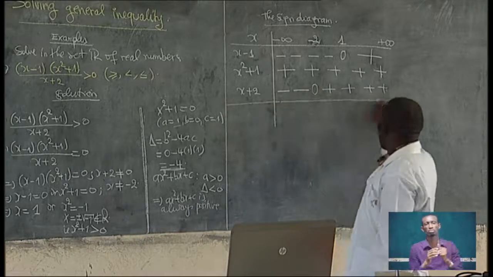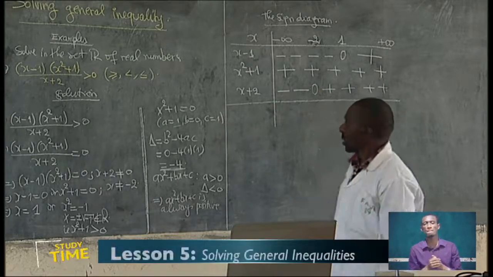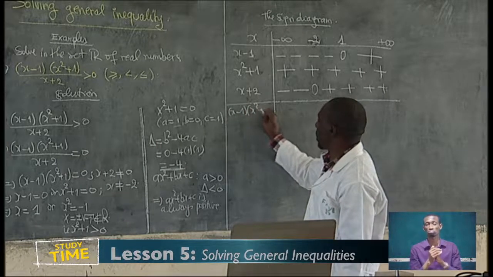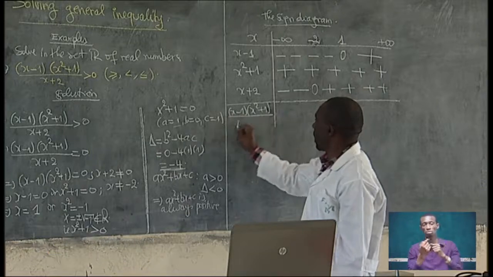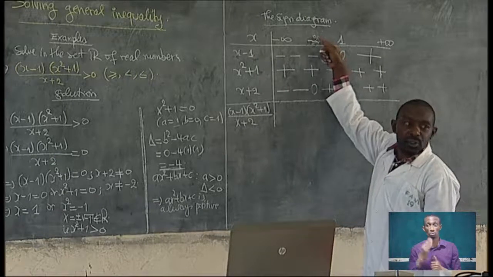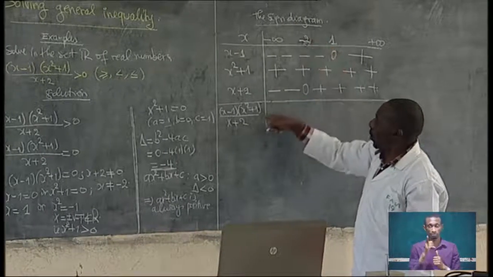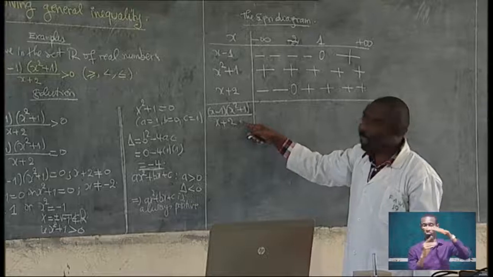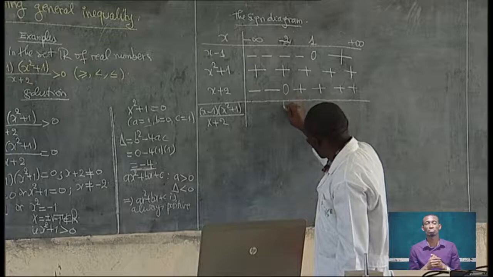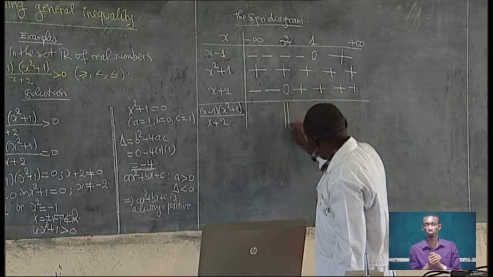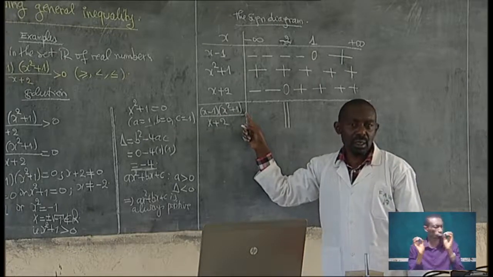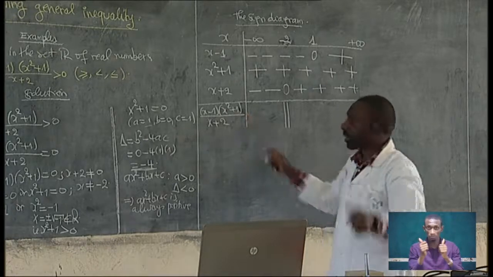Then we need the product of sign. So we have (x minus 1) times (x squared plus 1) divided by (x plus 2). Negative 2 is the root of the denominator, meaning that at this value our inequality is not defined, and I use this symbol to mean that the expression is not defined. Are we together? Very nice.